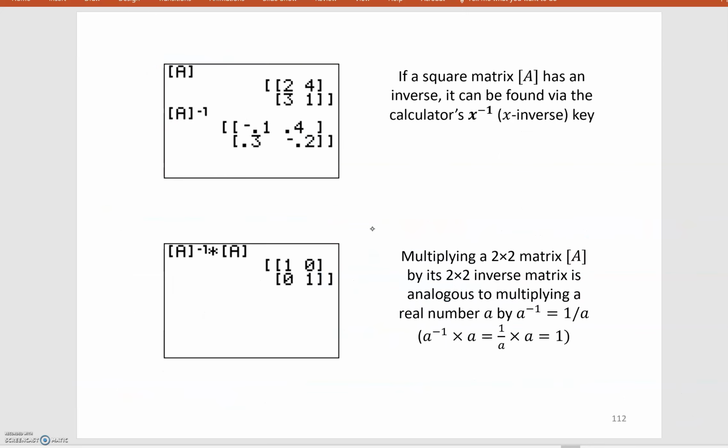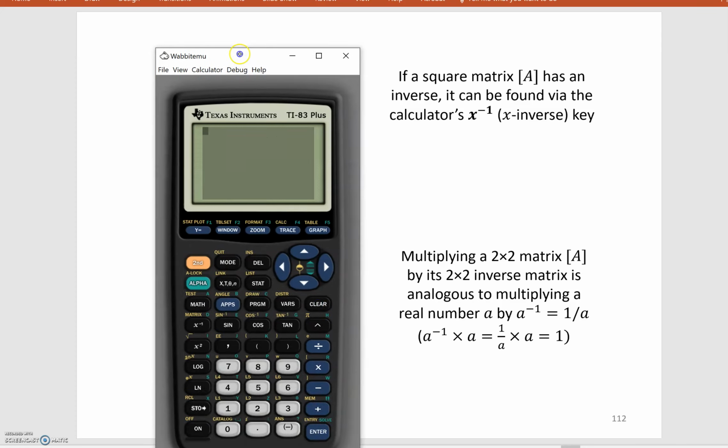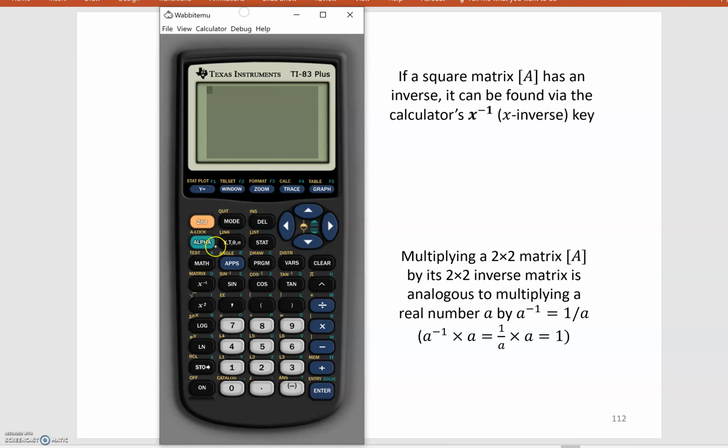So here's an example, and I'll just do this on screen here. So we're going to do the matrix 2, 4, 3, 1. I think that's still my matrix A. Let me check. Yeah, it still is. Okay, so I want to find the inverse of matrix A. So here's what we do. It's very easy. You see this button right here? Inverse.